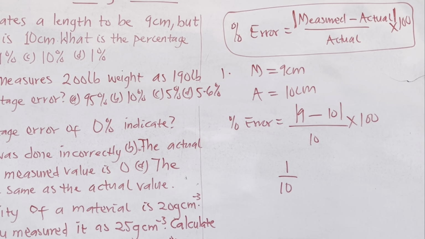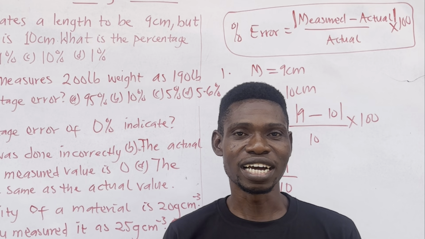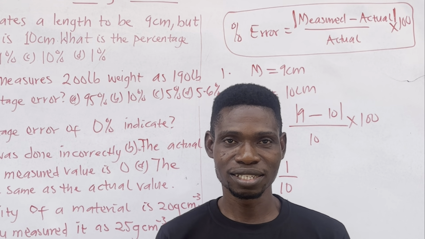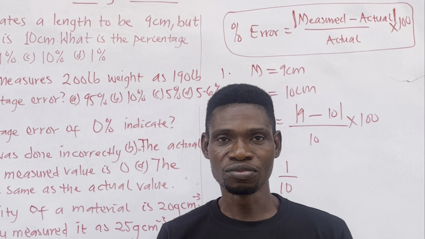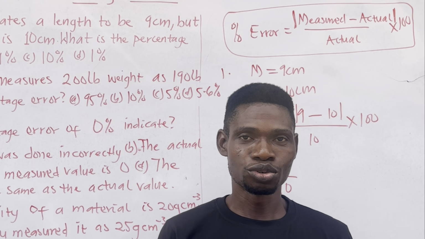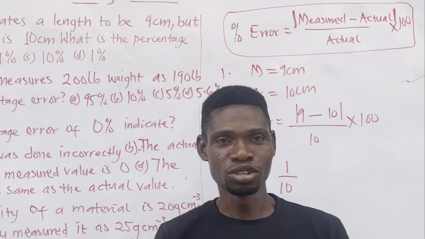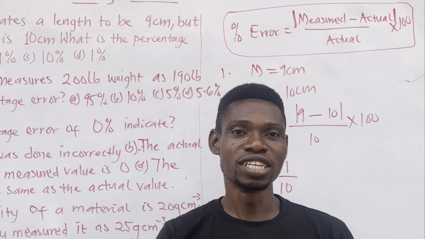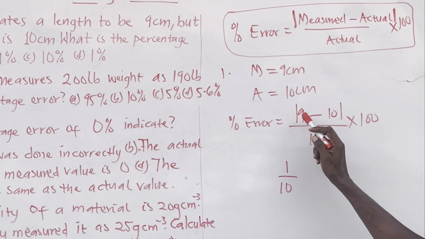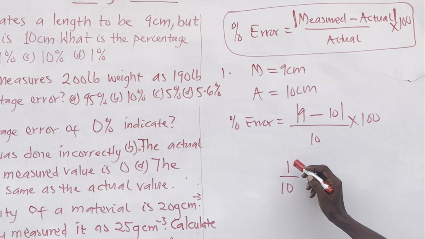And in case you don't understand what I mean by absolute value, the absolute value neglects negative signs. So if you have 10 minus 2, that's 8. The absolute value of 8 is 8. 2 minus 10, that's minus 8. The absolute value of 2 minus 10 is actually 8. So you ignore the negative sign. So in this case, 9 minus 10 is minus 1, but we ignore the minus and then we have 1.